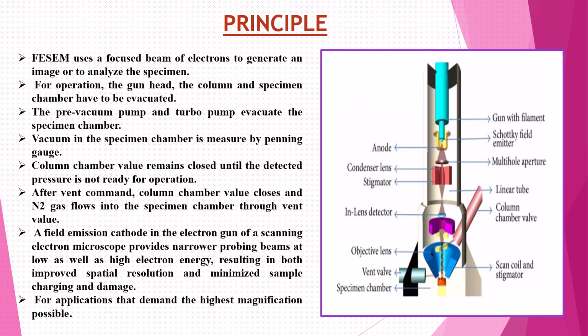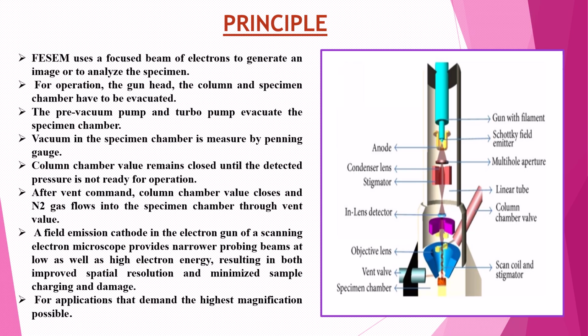Further, we are discussing its principles. As we show in this diagram, there is a gun with filament, multi-hole apertures, linear tubes, columns, chambers, valves, and many more things. So FESEM uses a focused beam of electrons to generate an image or analyze the specimen. For operation, the gun head, the column, and the specimen chamber have to be evacuated. Vacuum in the specimen chamber is measured by a Penning gauge, and the column chamber valve remains closed until the detection pressure is ready for operation.